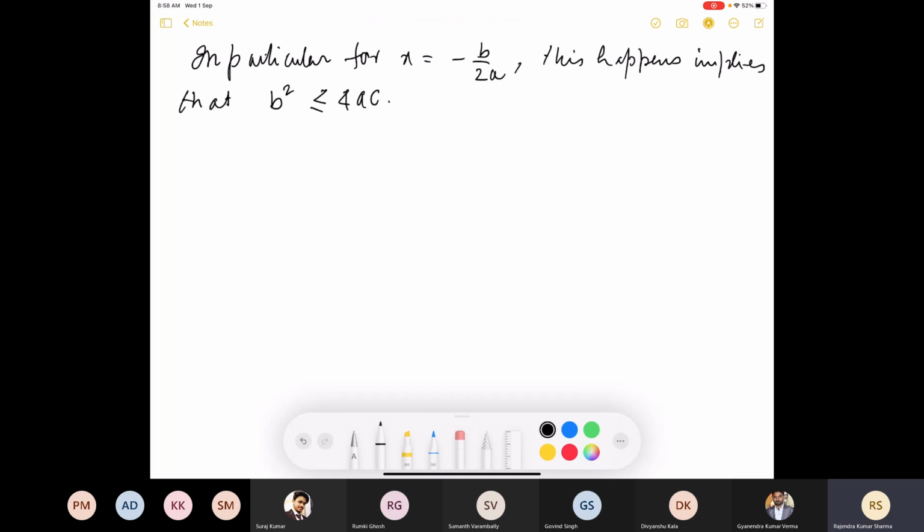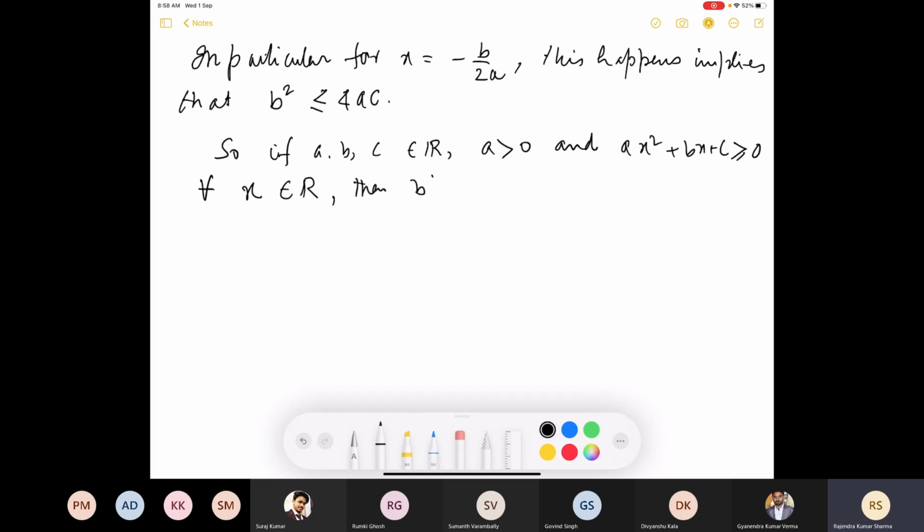So what we have here is that if a, b, c are real numbers, a is positive, and ax square plus bx plus c is always non-negative for all x in R, then what we have is b square must be less or equal to 4ac. So this is what we shall use here.